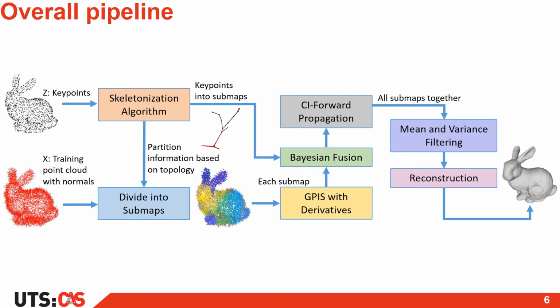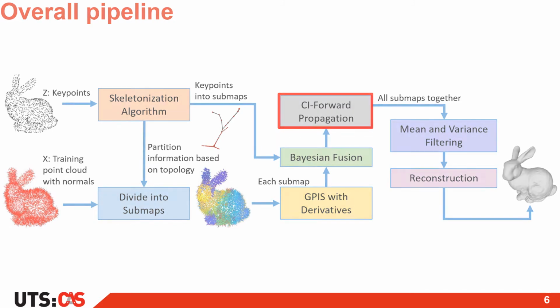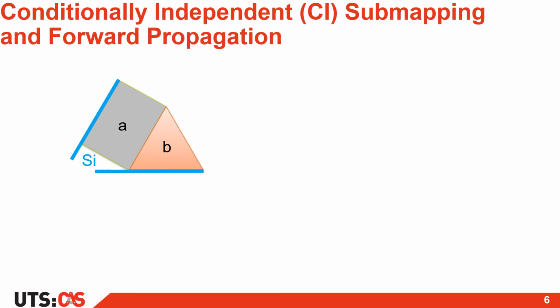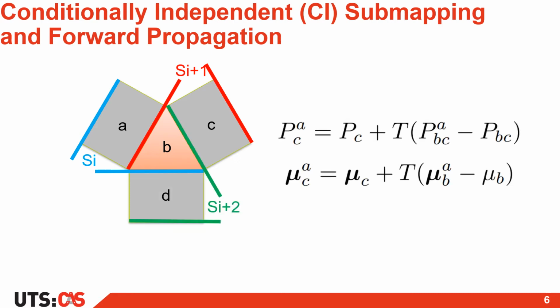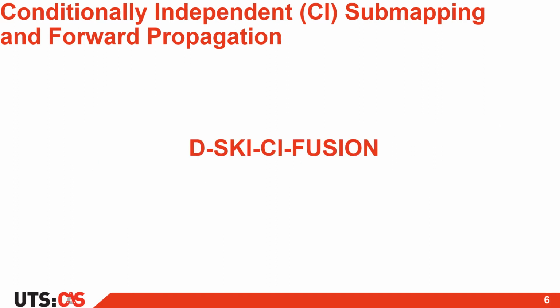Then, next step, using forward propagation to prevent discontinuity, each submap should be conditionally independent. For example, submap S_i is conditionally independent of S_i+1 given the overlapping part B, and so on and so forth. The mean and the covariance equations will be updated after forward propagation. Overall, we call our method DSKI-CI fusion.